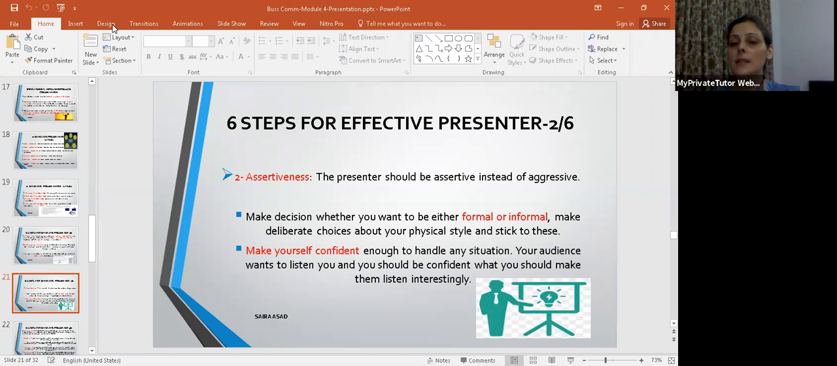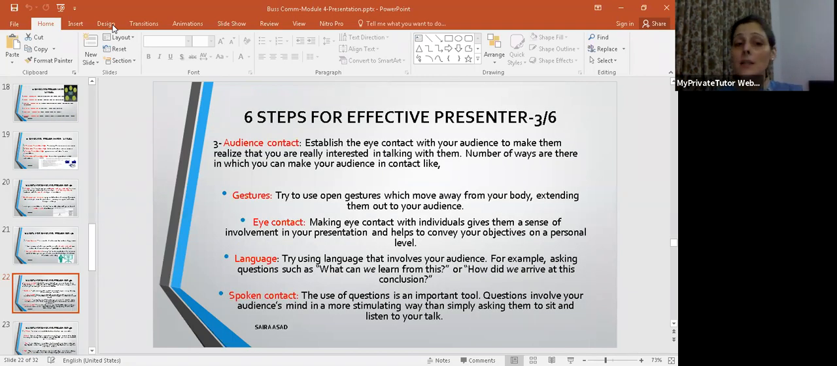Assertiveness. The presenter should be assertive instead of aggressive. The aggressiveness should be eliminated. Make a decision whether you want to be formal or informal. Make deliberate choices about your physical style and stick to them. You should know your audience, the scenario, the situation, whether it is going to be formal or informal. Make yourself confident enough to handle any situation. If anything happens, just be confident. You are there for your conversation, confidently, and you are going to make your audience a part of your conversation, and make them enjoy your conversation.